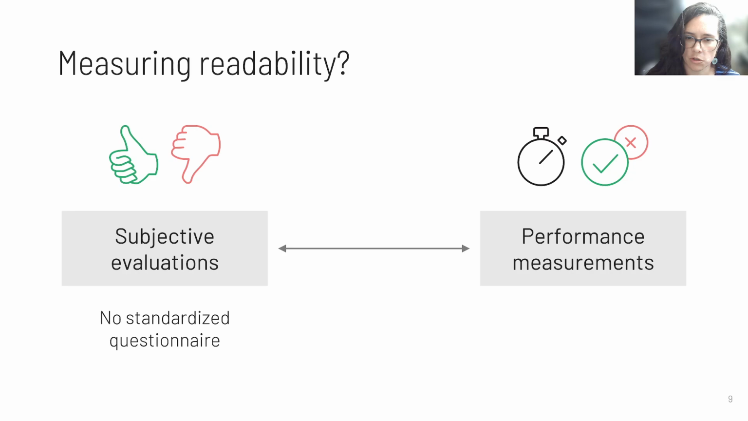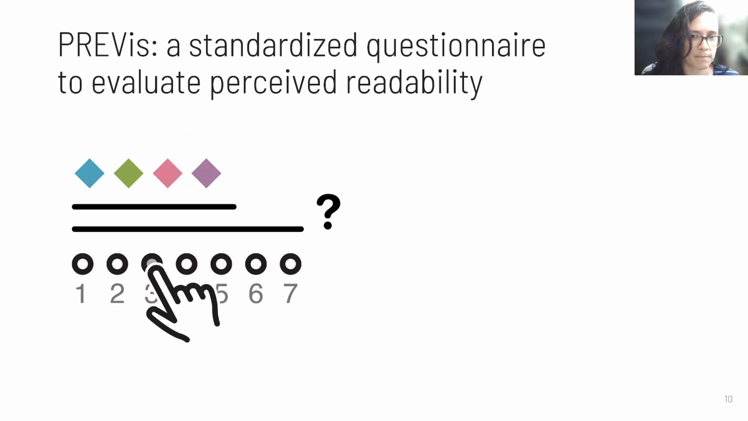However, because researchers tend to have slightly different definitions of readability, they also tend to come up with their own questionnaires to collect subjective ratings in their studies. Such questionnaires might lack reliability and validity. To bridge that gap, we created PREVis, a standardized questionnaire to measure how readable people find data visualizations. We call it perceived readability to emphasize the subjective nature of the ratings collected using our instrument.